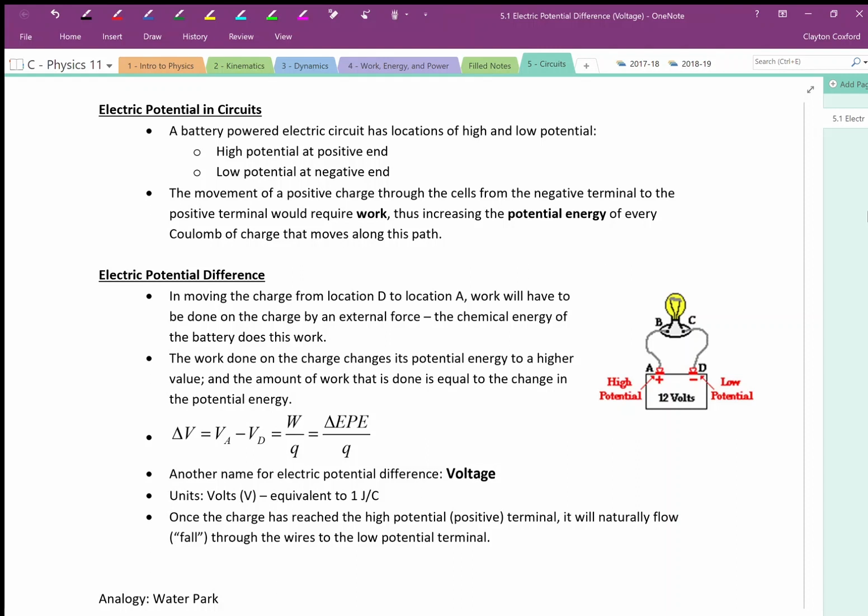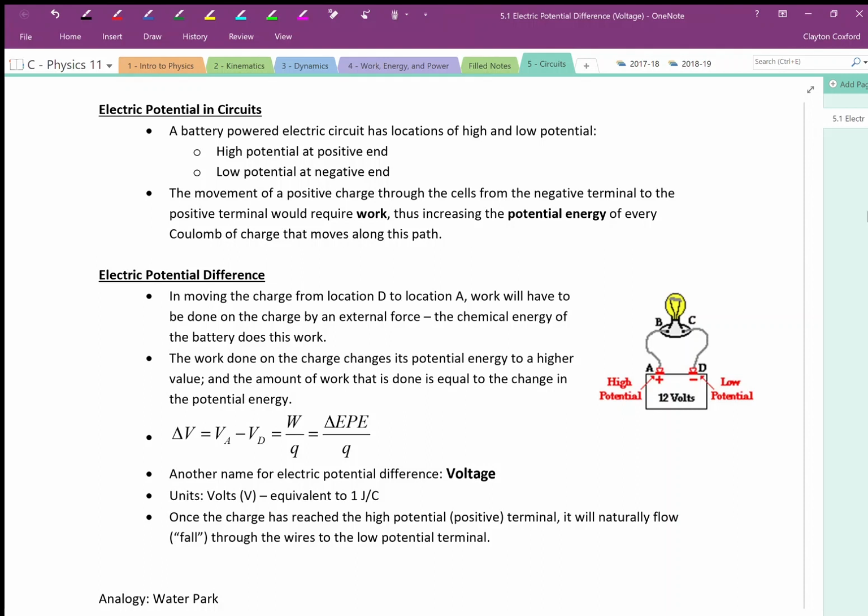All right, welcome back to part 2 of electric potential difference. In this video, we're going to be looking at electric potential in circuits and electric potential difference, and looking at an analogy that's going to help us understand this concept a little bit better.